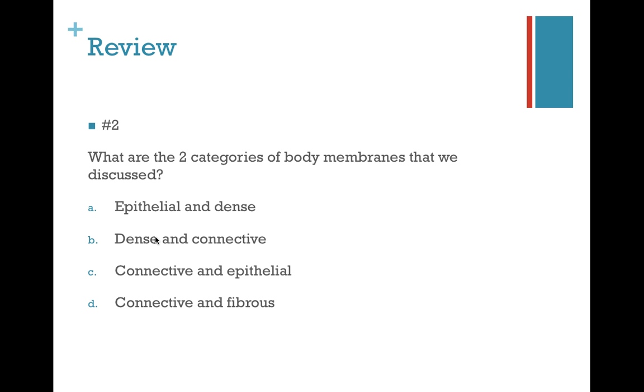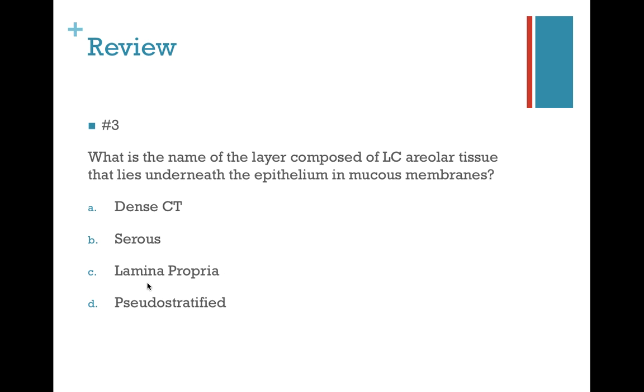Number 2, what are the 2 categories of body membranes we talked about? It's going to be connective and epithelial. What are the 3 types of epithelial membranes? That's right, you guessed it. It's mucous, serous, and cutaneous. Connective membranes are going to be just the synovial membranes, which are around the joints.